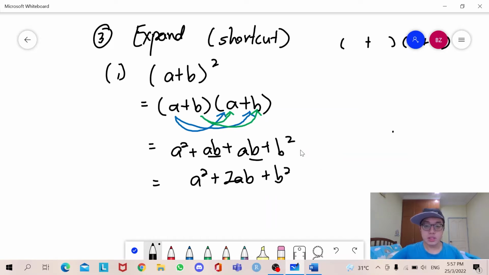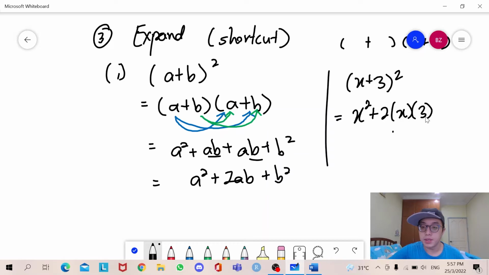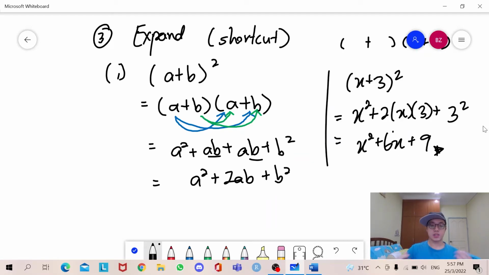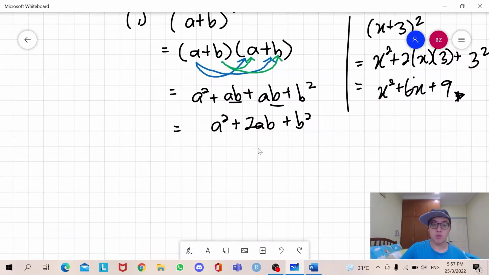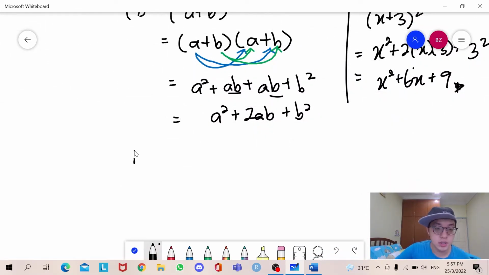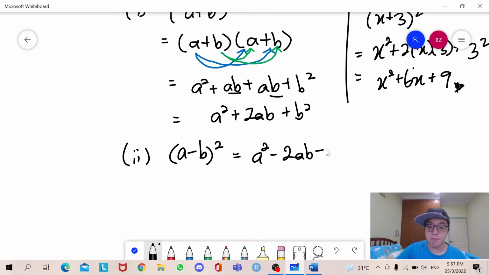This is a very important one. It can make your life easier and make you count faster. If you see something like (x plus 3) squared, you can automatically know it's a squared plus 2ab plus b squared, and you can get the answer very fast. This is how you use the shortcut method. You need to remember this. It's very useful so that you don't waste a lot of time multiplying one by one. The second one is minus: (a minus b) squared is equal to a squared minus 2ab plus b squared.